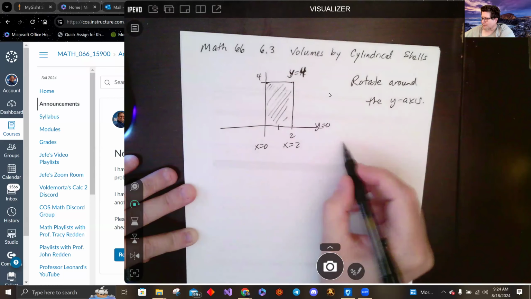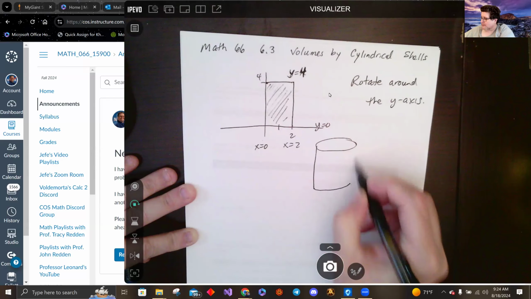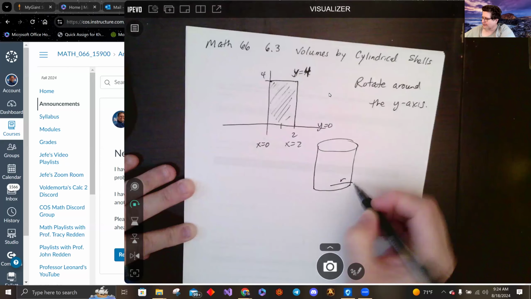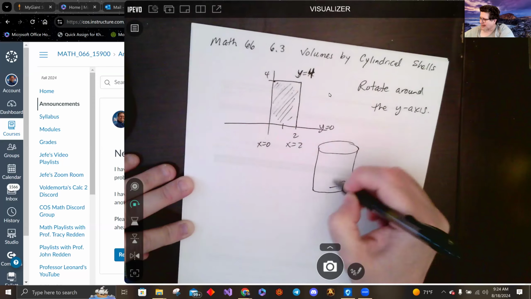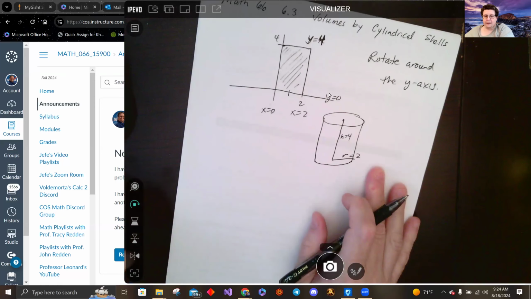So what we end up with is a cylinder that's got a radius of 2. That's our x right here. And it's got a height of 4.